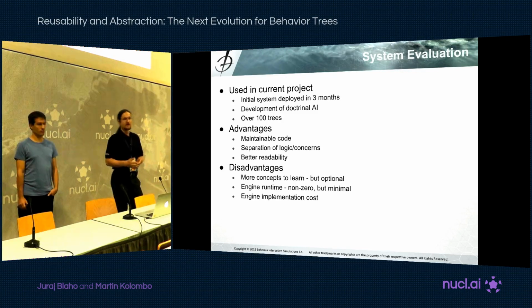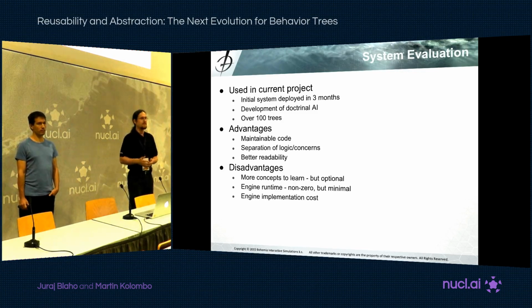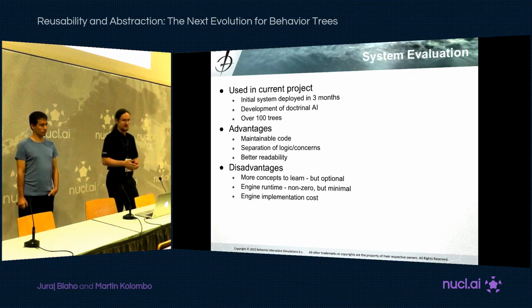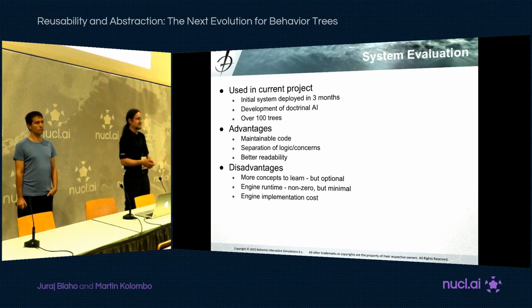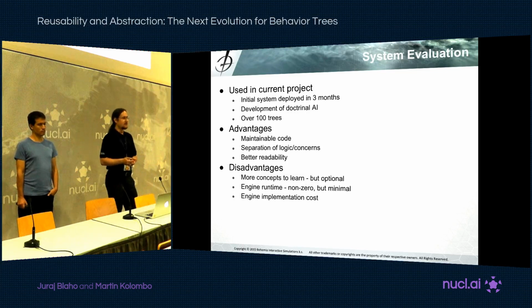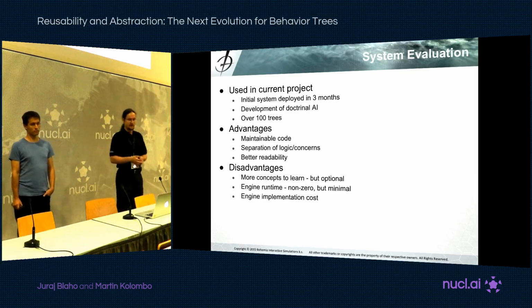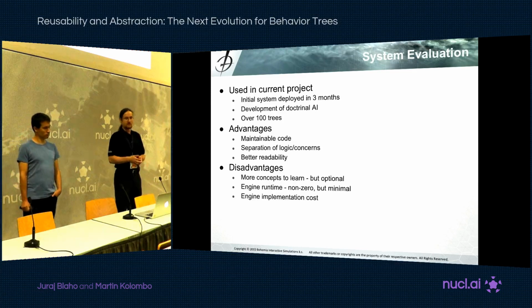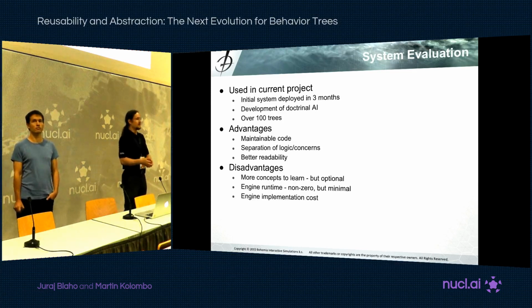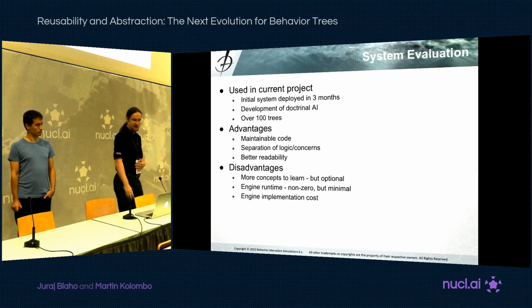There are some disadvantages, of course. It's a bit more to learn for the game designers to understand when to use the parameters, when to use the blackboard, when to use the local variables. But the features are optional, so for simpler use cases, you can just omit them and use the normal behavior trees. There's a little bit of a runtime cost, but it's not very big, worth mentioning though. And of course, it's more difficult to roll out than just a basic behavior tree system. But as I mentioned, we've been able to do it in under 3 months. So again, nothing too bad.